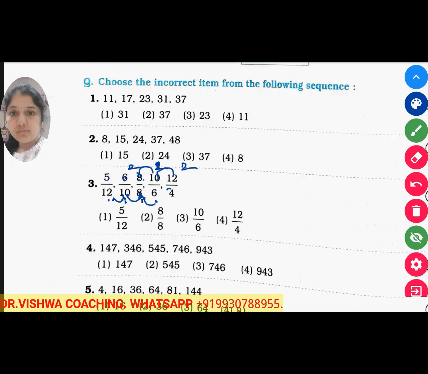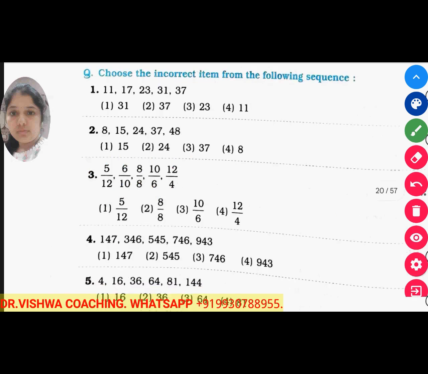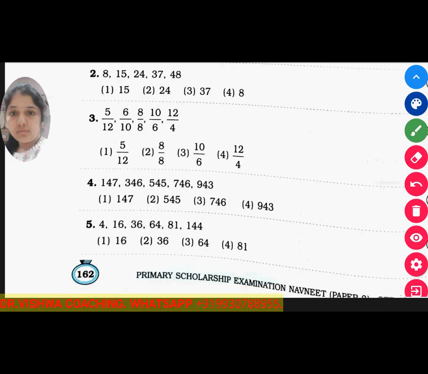12 minus 2 is equal to 10. 10 minus 2 is equal to 8. 8 minus 2 is equal to 6. 6 minus 2 is equal to 4. But here there should be 4, not 5. So 5 by 12 is the odd term here. It is not following the rule.